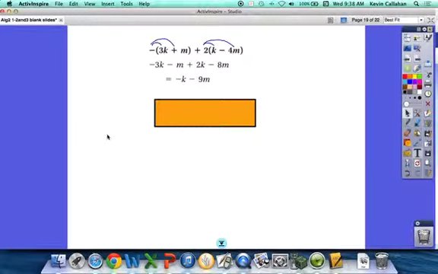Okay, once you've got that, you can combine like terms. Which are the like terms? The k's. Negative 3 plus 2 is negative 1, right? Notice they didn't write the 1. They just put the negative. It's assumed that there's a 1 there. And negative m minus 8m is negative 1 minus 8, negative 9.